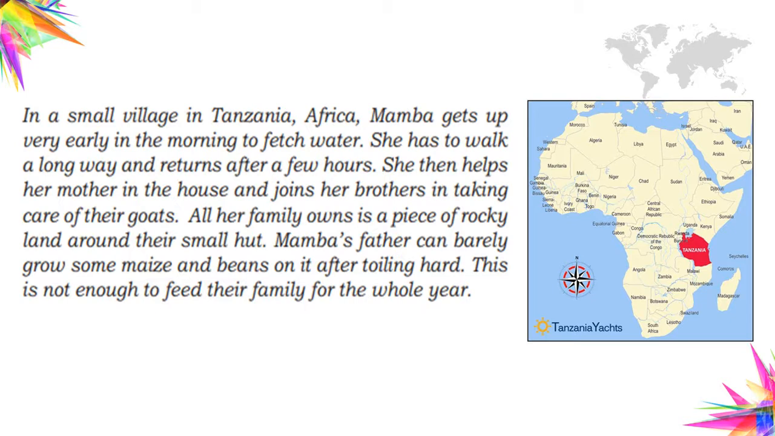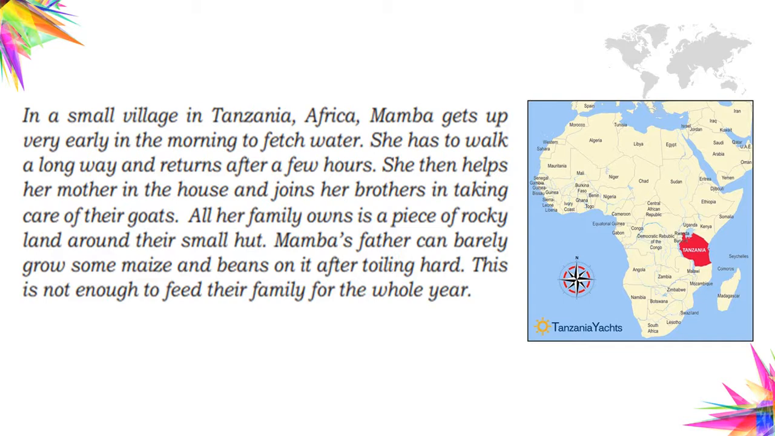Before we get into the topic, we will know a small story from Tanzania in Africa. Here you can see the picture of Tanzania in Africa. In Tanzania, there is a small village. Mamba is a girl who gets up early in the morning to fetch water in the small village. She has to walk a long way and returns after a few hours. She then helps her mother in the domestic work and joins her brother in taking care of the goats. They own some goats to rear.